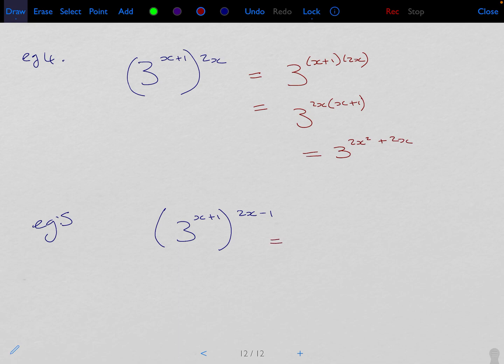If we had something like this, this would be 3 to the power x plus 1 times 2x minus 1. Distributive law, well, not distributive law, but FOIL. So that's 2x squared minus 2x, minus x, sorry. Let me go back and change it. So that's minus x, then plus 2x, and lastly, minus 1. And you would, of course, collect like terms as usual.